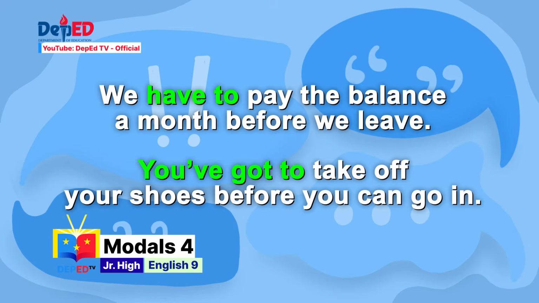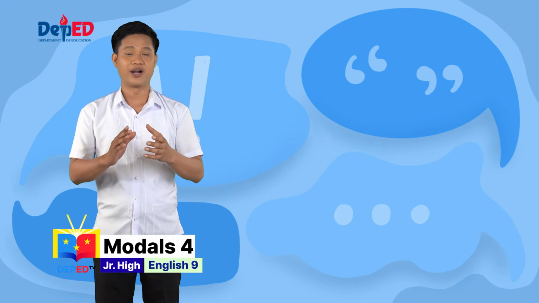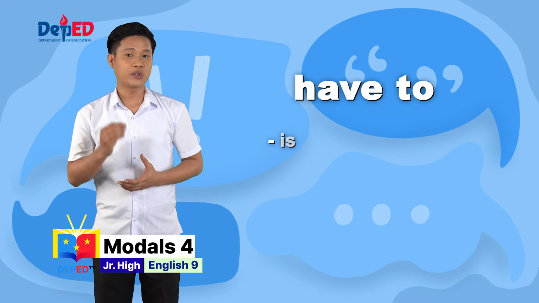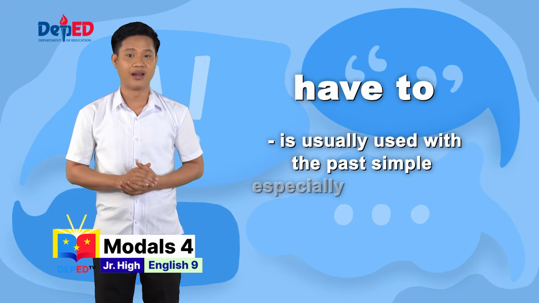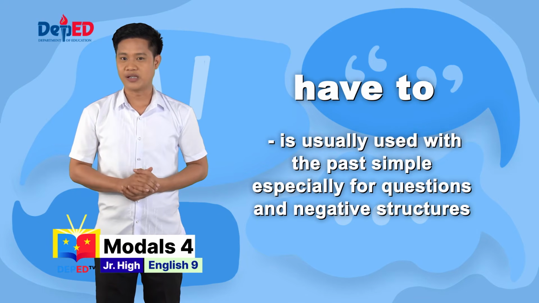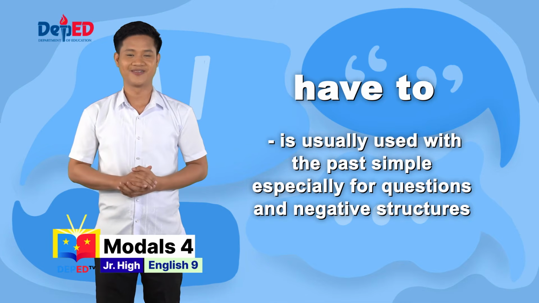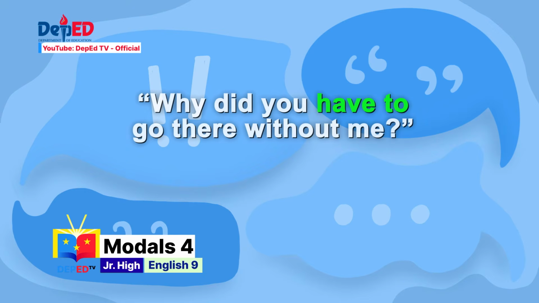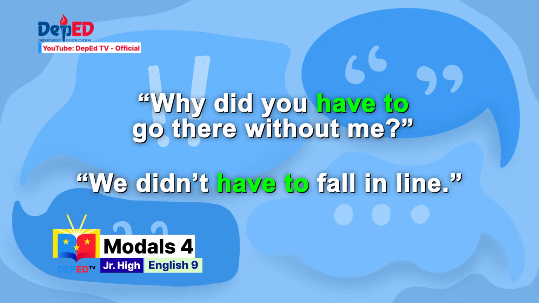Take note that have got to is less formal than have to and is more common in spoken English. However, have to is usually used with the past simple, especially for questions and negative structures. Why did you have to go there without me? We didn't have to fall in line.